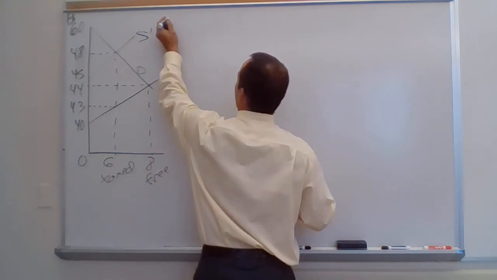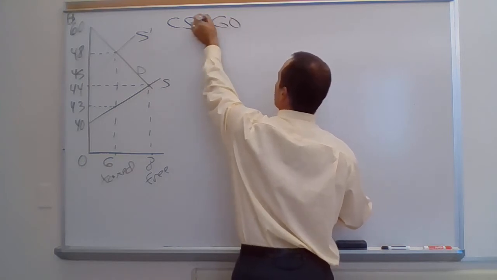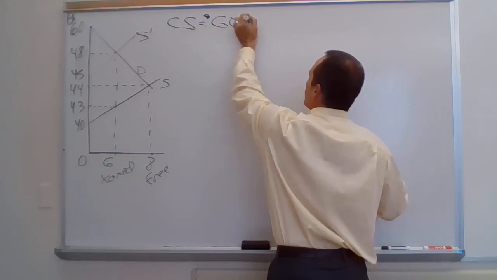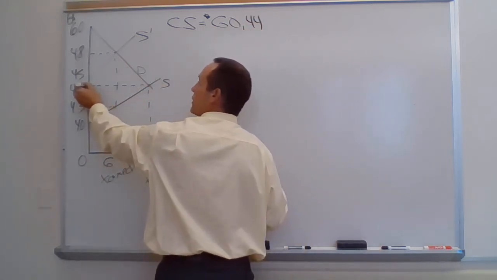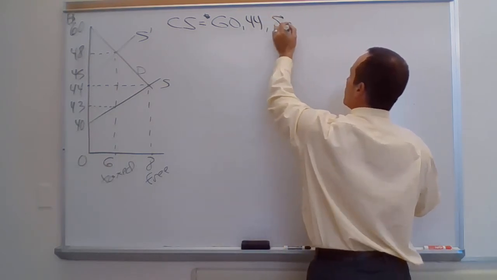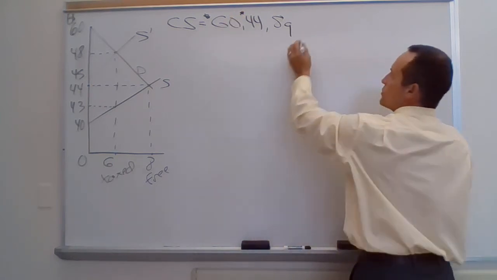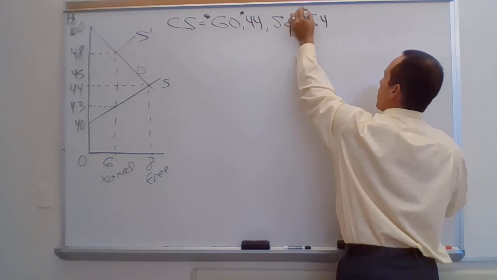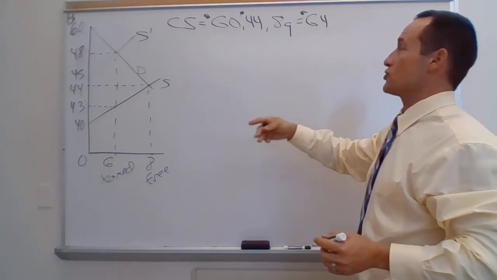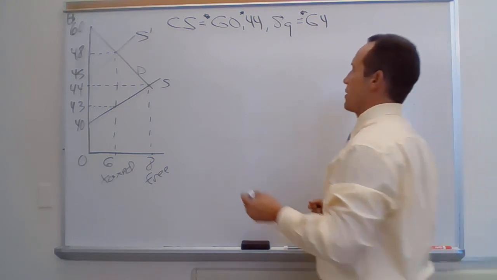So, consumer surplus is bound by $60, $44, the original equilibrium price, and 8Q. The area of the consumer surplus is $64. In essence, there's $64 worth of spending money that demanders are willing to spend, but they get away with because of this, this wonderful market.